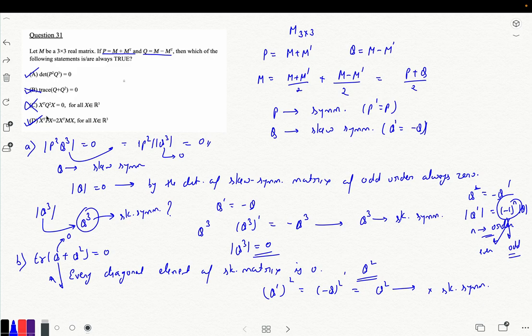Okay, so in this question, what are they actually asking? This question is mostly about the properties. If you know the properties, then you know how to solve it. If you don't know, then maybe it would take some time.